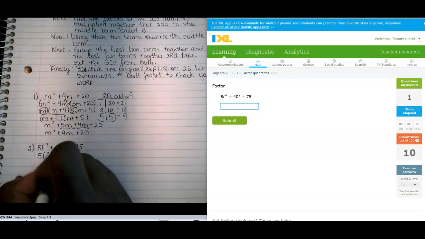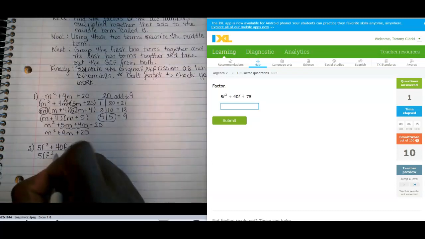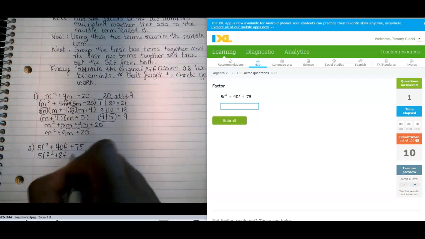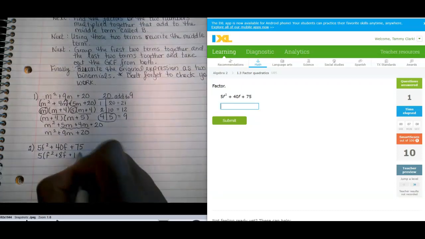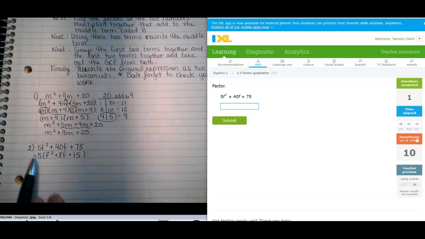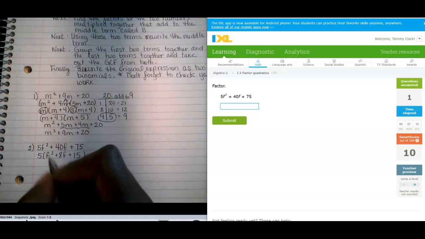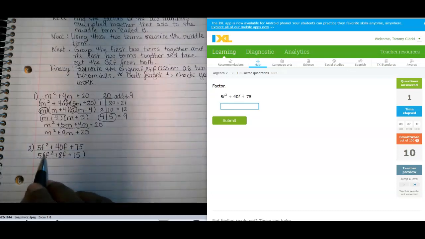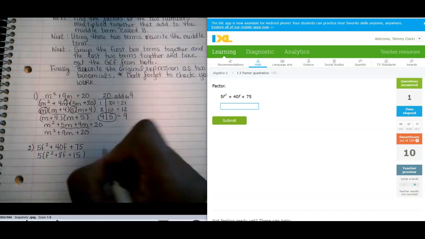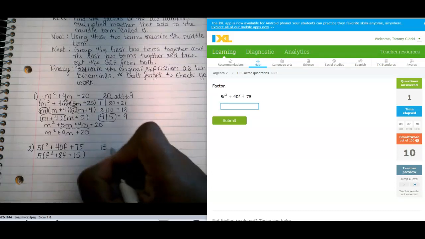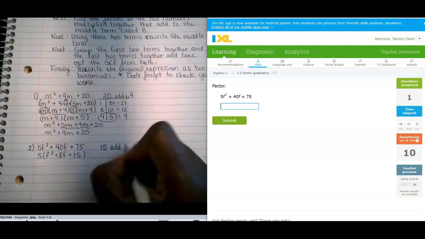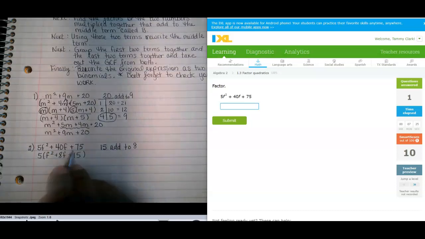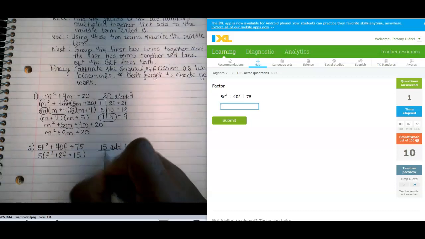That leaves us with f squared plus 8f plus 15. Now, how did I get that? I just divided 5 into every one of these terms and wrote down what was left over. So now I'm thinking of what are the factors of 15, because 1 times 15 gives me 15. What are the factors of 15 that add to 8? And again, both of these are positive, so I know my factors also need to be positive.